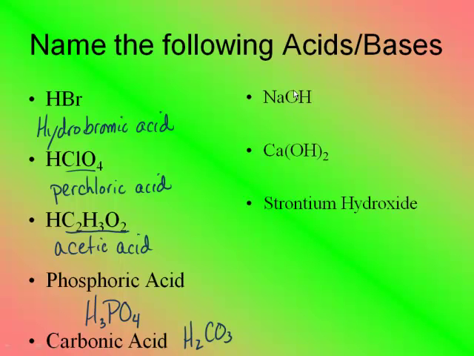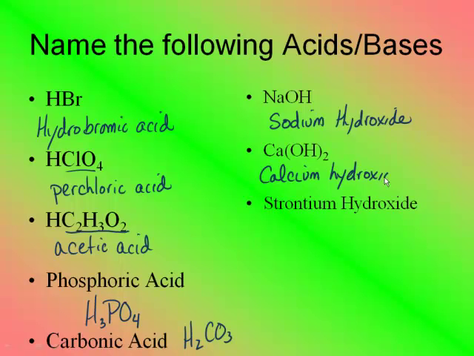Now my bases. Bases are super easy. NaOH, sodium hydroxide. Oops, no extra dot. Ca(OH)2, calcium hydroxide. And last, strontium hydroxide is Sr, and Sr has a 2+ charge, so it gets 2 hydroxides. Sr(OH)2. And that's strontium.